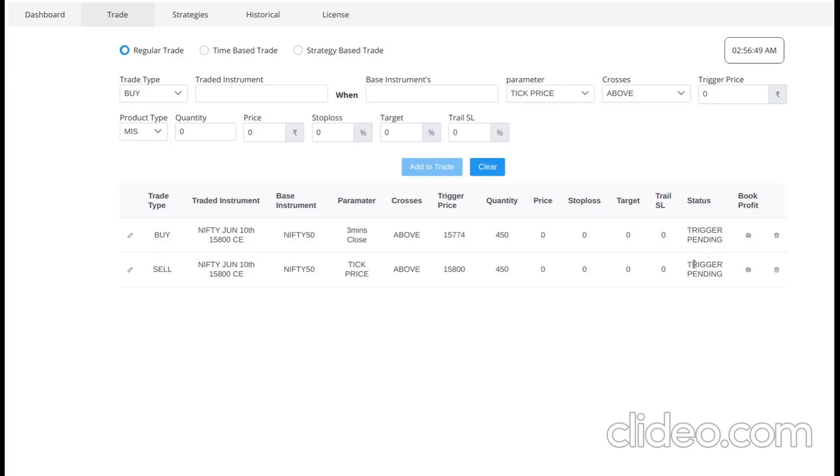But you need to create the second leg only after the first leg is executed. Otherwise, if you create the second leg before this first leg is executed, the second leg gets executed first because the condition is always met. Okay, and this is how you can have entry and exit based on the levels of the Nifty.